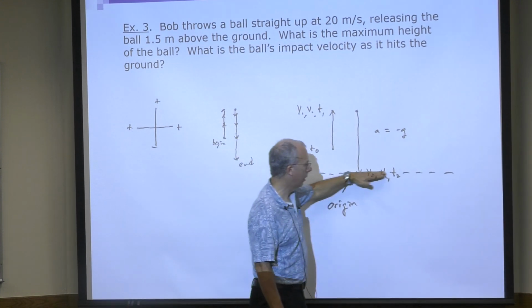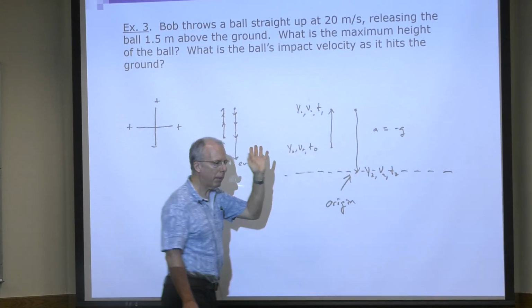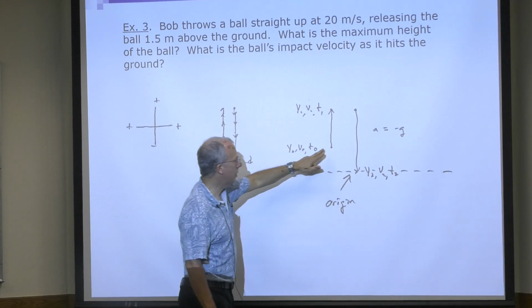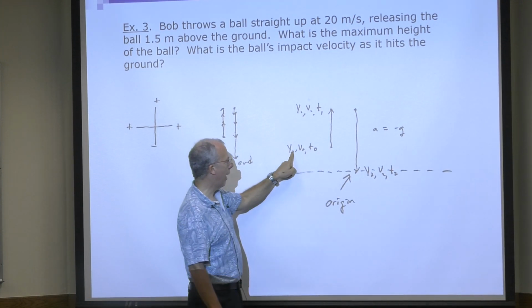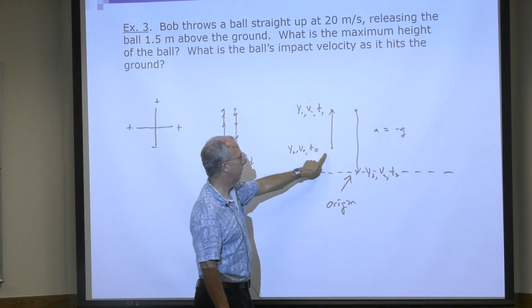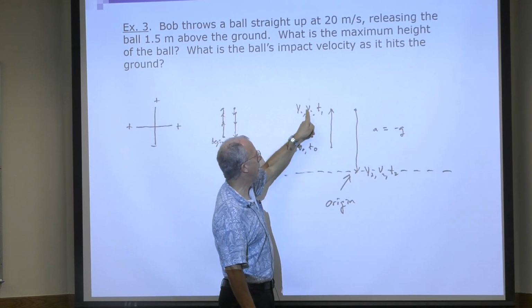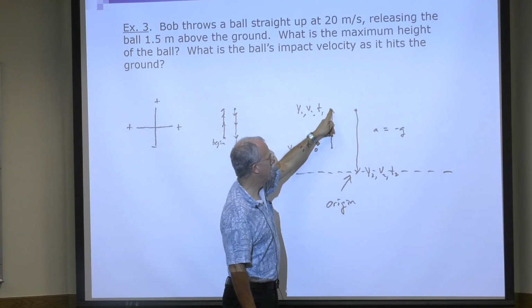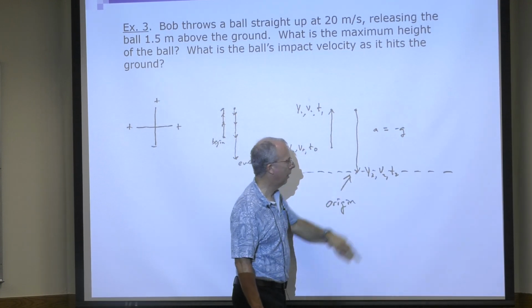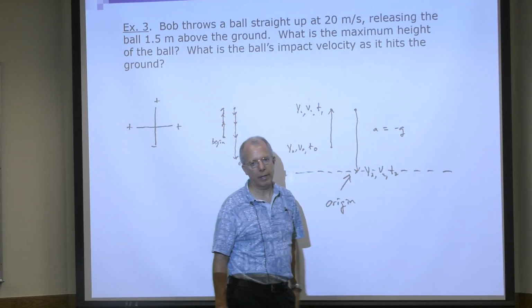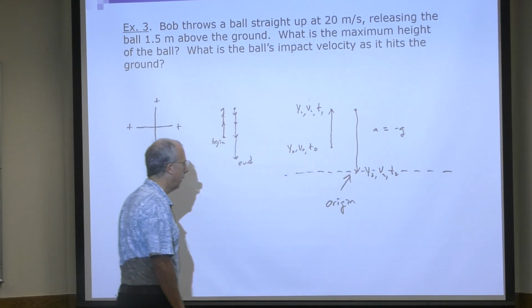So here's the ground. And again, you label it however you want to label it. Here's the point where it starts, 1.5 meters above the ground: y0, v0, t0. Then it stops here, y1, v1, t1. And then it goes, here's the ground, y2, v2, t2. The acceleration is just gravity, minus g, with the correct sign.